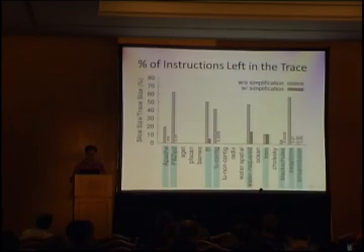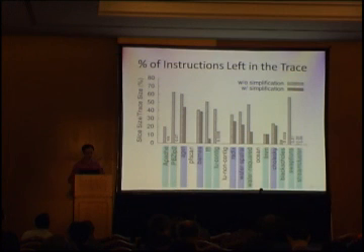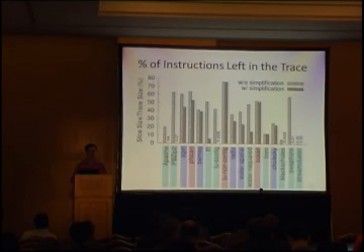For 5 of them, the trace size is smaller than 20%. For 5 of them, the trace size is between 20 and 50%. And for 3 of them, the slice size left is more than 50%.